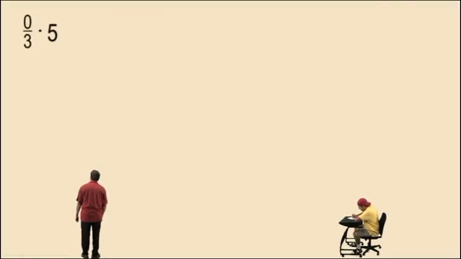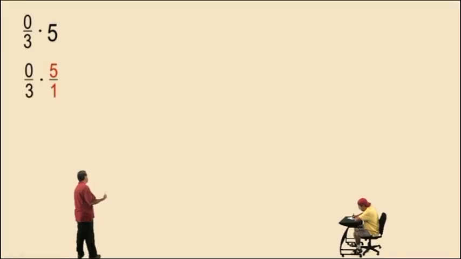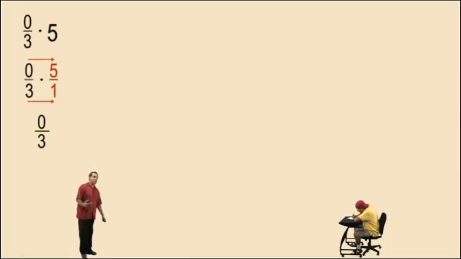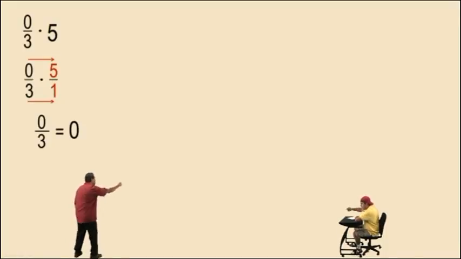All right, let's try some more problems here. 0/3 times 5. If we write the 5 as a fraction, we simply write 5 over 1, and we multiply straight across the top and straight across the bottom, and notice we get 0 over 3. Remember, when you have 0 in the numerator and a non-zero number in the denominator, the answer has to be 0, because remember that pattern, Charlie? That one? The answer has to be 0, because 3 times 0 is 0, so the answer is 0.